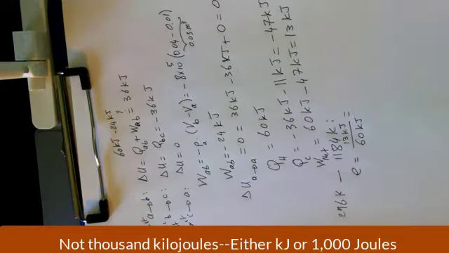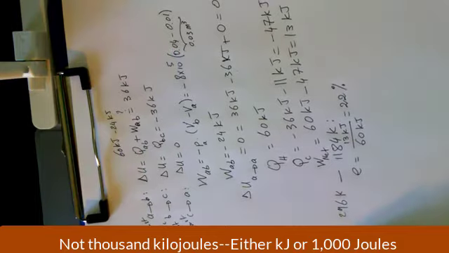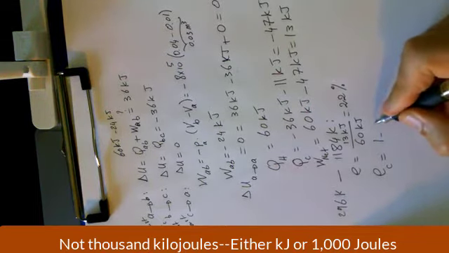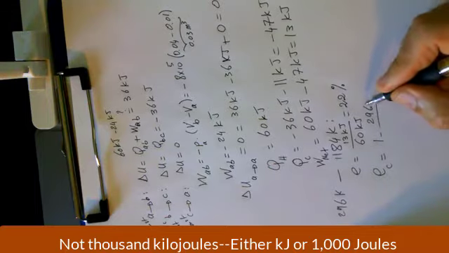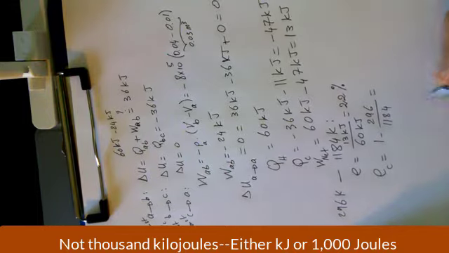So 13 divided by 60 gives me an efficiency of about 21.6, or 22%. So that's how efficient this engine is. Had this been a Carnot cycle, and we're going to cover this idea later on, it would have an efficiency of 1 minus the colder temperature, 296, over the hotter temperature, 1,184.